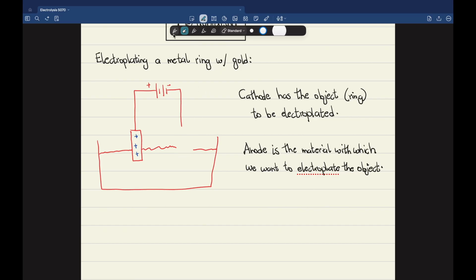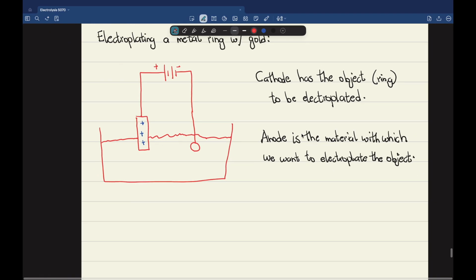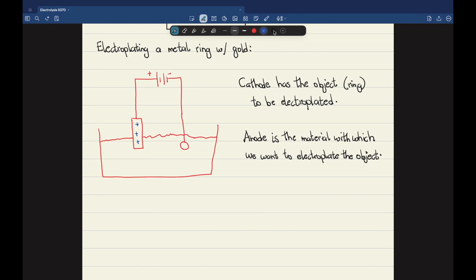This is the cathode, and this is a ring, right. You see, this is the ring. And the anode is the material with which we want to electroplate the object. This anode is going to be made of gold in this case because we want a gold ring.